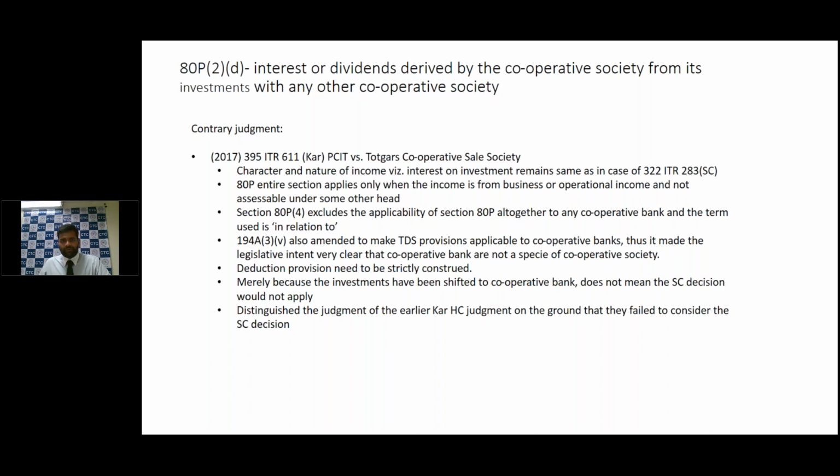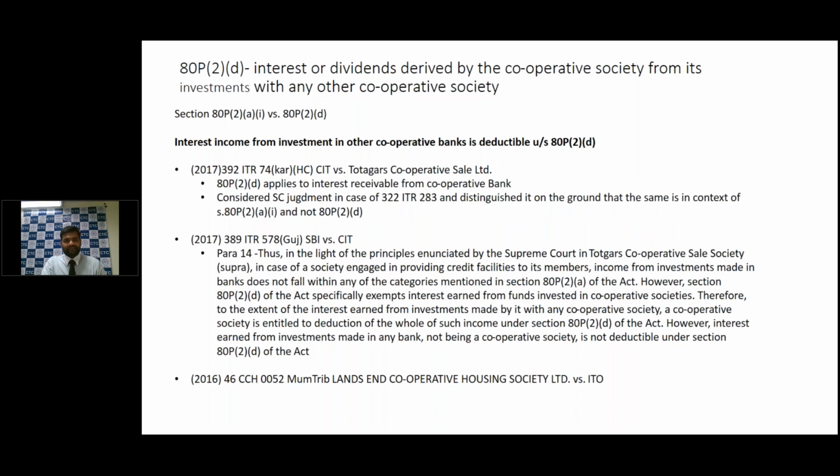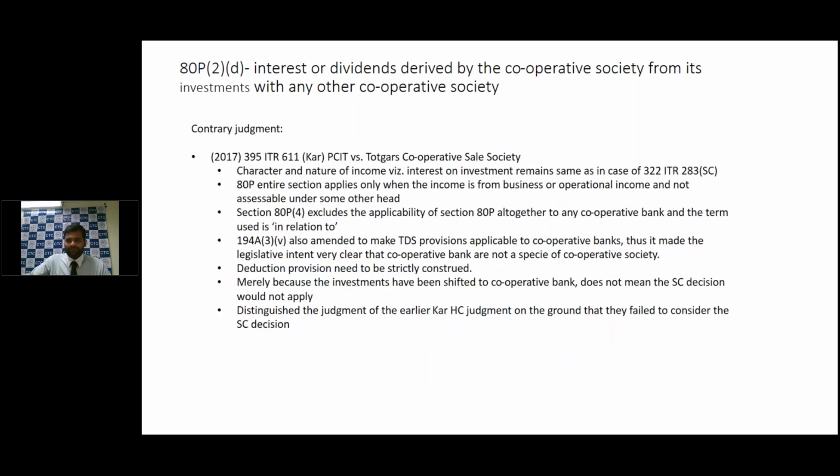So the Totagar Cooperative Sales Society shifted their investment from nationalized banks and scheduled banks to cooperative banks, and then they claimed deduction of interest in respect of such deposits with the cooperative banks under section 80P(2)(d). In the earlier case, the Karnataka High Court in 392 ITR 74 allowed the deduction. They distinguished the Supreme Court judgment, saying that the Supreme Court judgment is in the context of 80P(2)(a)(i) and not 80P(2)(d). Again, controversy came up before the Karnataka High Court.